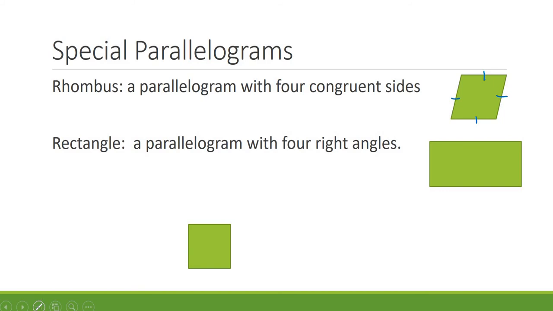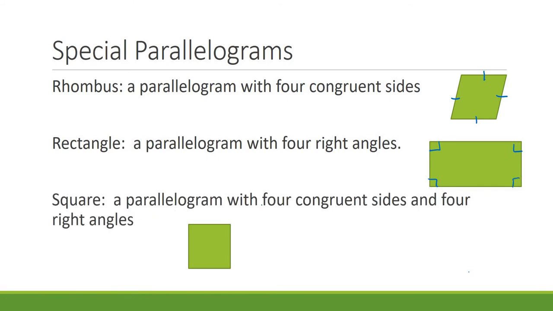A rectangle is a parallelogram with four right angles. And a square is a parallelogram with four congruent sides and four right angles. So it's a rhombus with right angles. So those are the three special parallelograms that we're going to look at in today's lesson. Okay, so let's do some quick theorems.